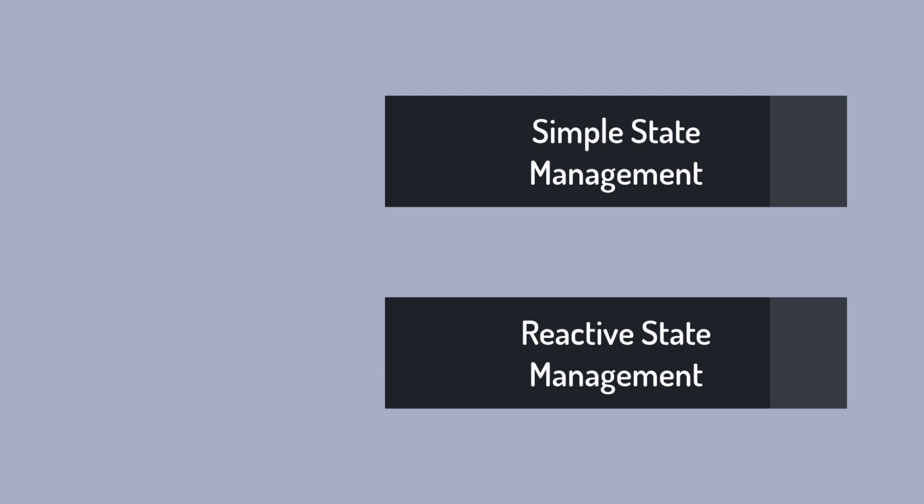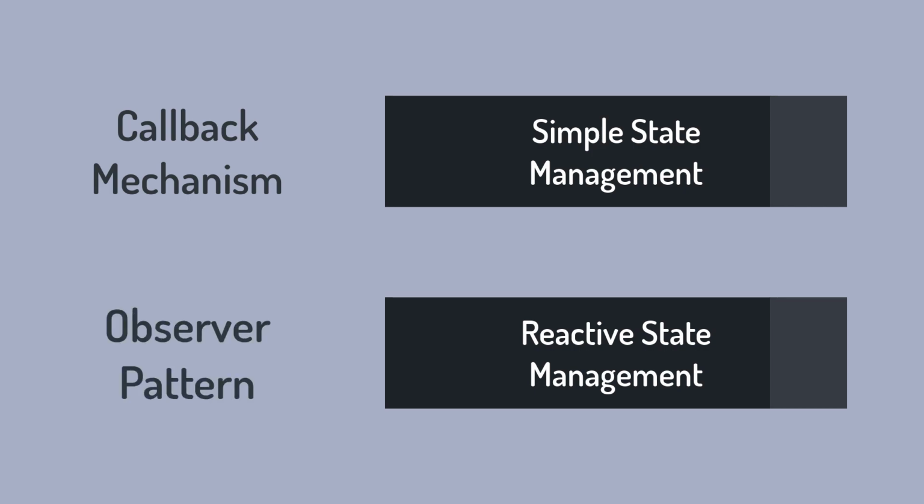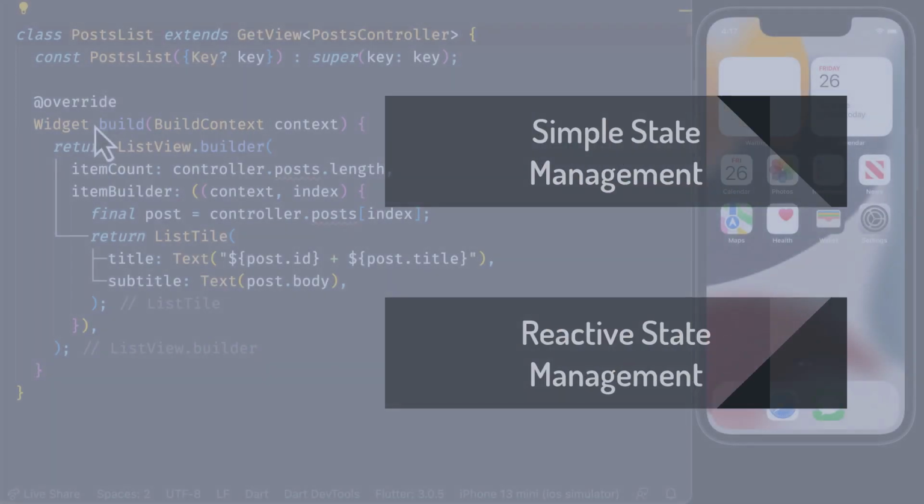Simple state management is just like a callback mechanism. For example, when you receive data from APIs, you have to inform the data observer to refresh the UI with updated data. On the other hand, for reactive state management, on receiving data from APIs, because you use observables or streams of data, you need not inform observers. They update the UI automatically.